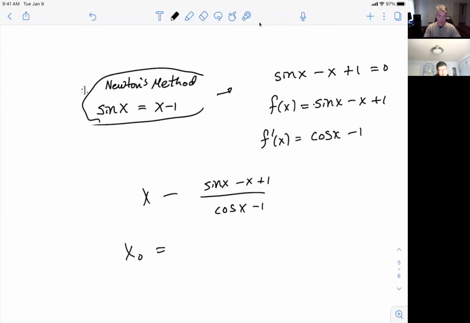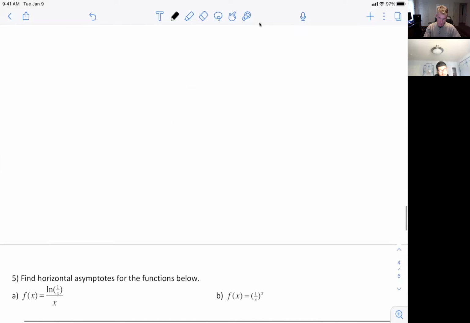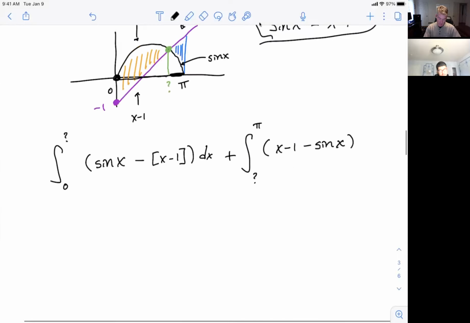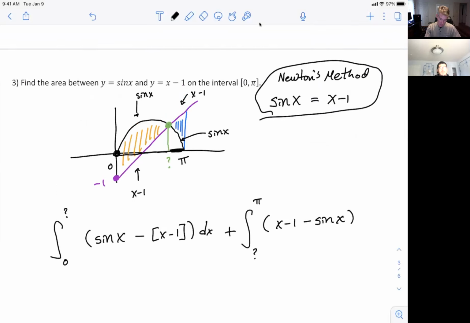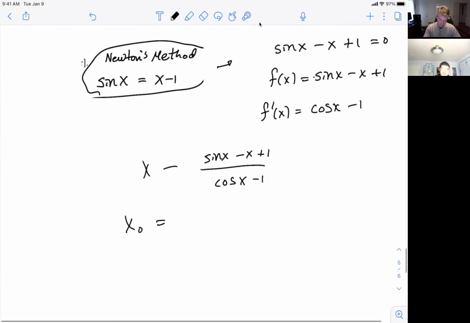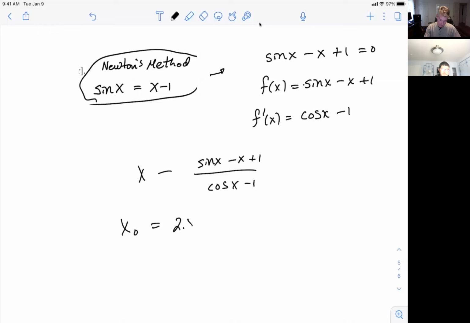And then I need a guess. Well, let me see on that graph. This is 3.14, etc. So I would guess that the question mark is at about 2.5. I'll just guess 2.5. And then use the calculator.